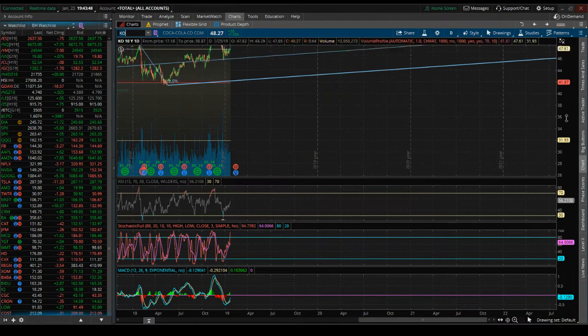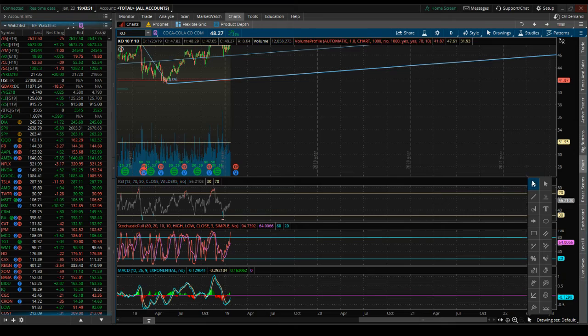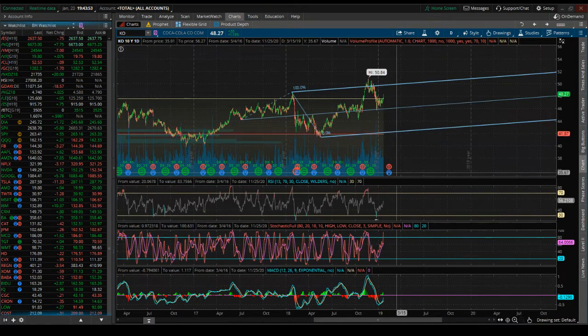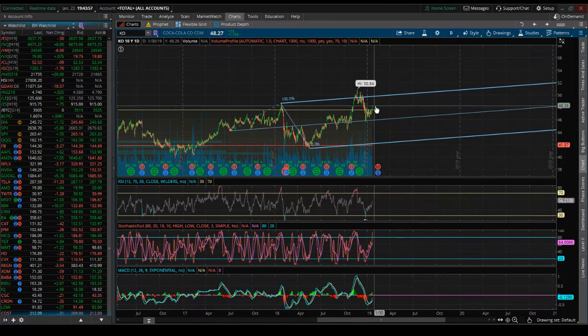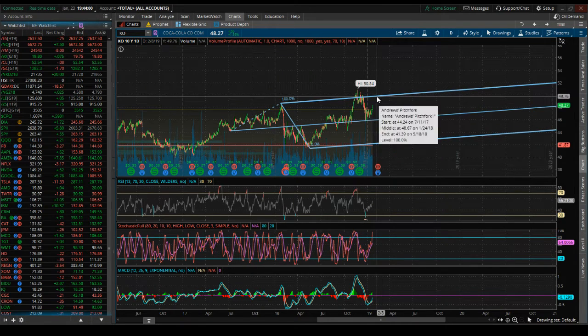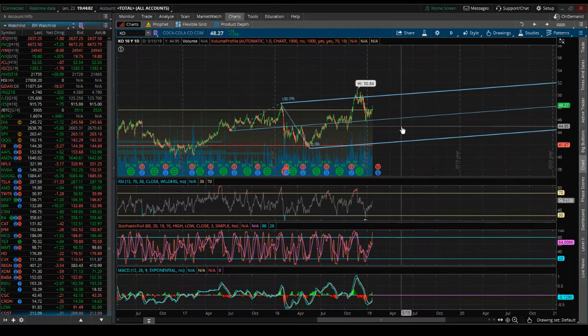Still working its way up and down the pitchfork, or the channel, however you want to look at it. It put in highs, came back down, just got through some volumetric resistance right there, and is working its way back up. Might be good up to 50 again, and then might reverse as well.